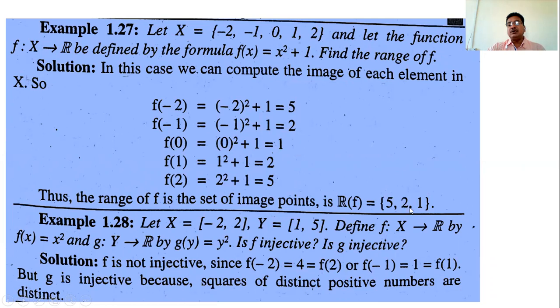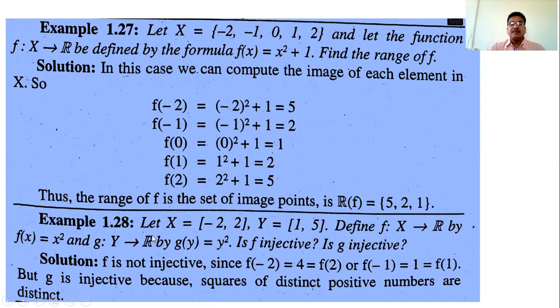In this set, 2 is already written, therefore there is no need to write 2 twice. Then 5 is also in this set. So this is the set {5, 2, 1}, the set of all images. The set x contains 5 elements, but the set of images contains 3 elements because the images of two pairs of elements are the same. And so this is the range of the function, or set of images.